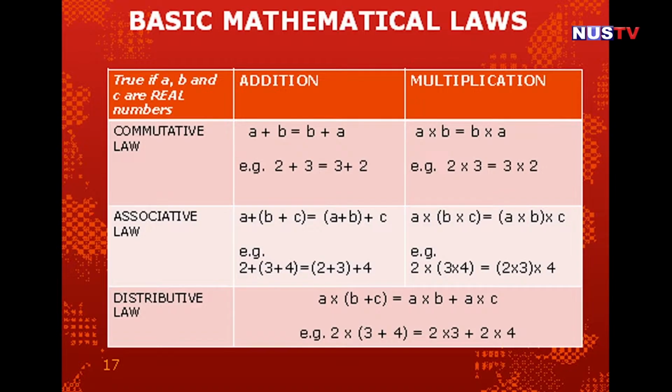The left hand side you're going to have 2 times 7. 2 times 7 is going to be 14. On the other side you will have 2 times 3 is 6, plus 2 times 4 which is 8. 8 and 6 is going to be 14. So both sides have the same answer.